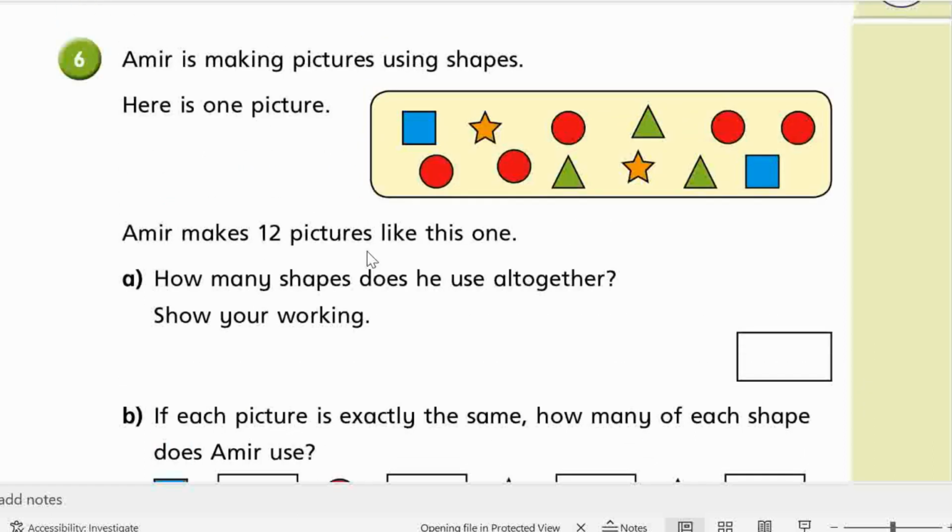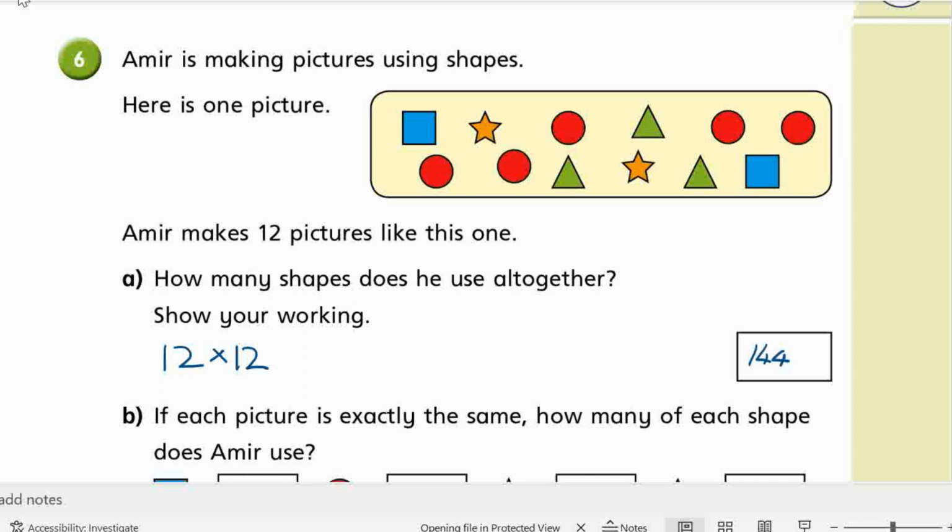He makes 12 pictures like this one. How many shapes does he use altogether? So we need to count the number of shapes in this box and times it by 12. 1, 2, 3, 4, 5, 6, 7, 8, 9, 10, 11, 12. In other words, it's 12 times 12. 12 times 12. What does that give us?